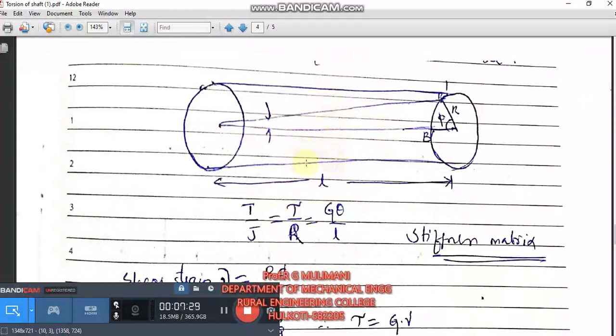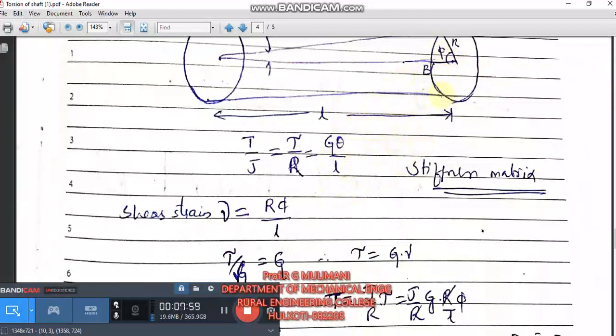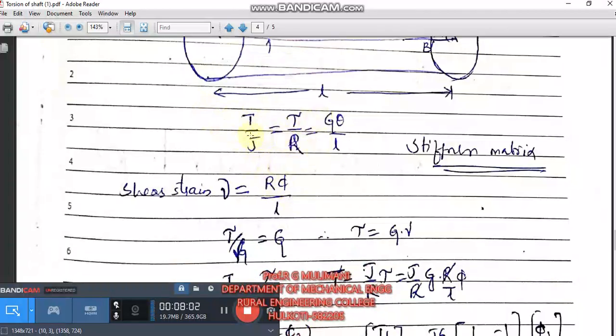Now this is a shaft. When a turning moment is applied, there is a twist. What is the effect of this twist? Let us see. This point B changes its position to B dash. So the angle of change, or the twist, angle of twist, is phi. By this arc we can say that the displacement is equal to r phi.